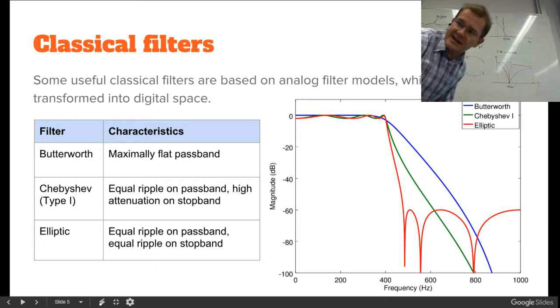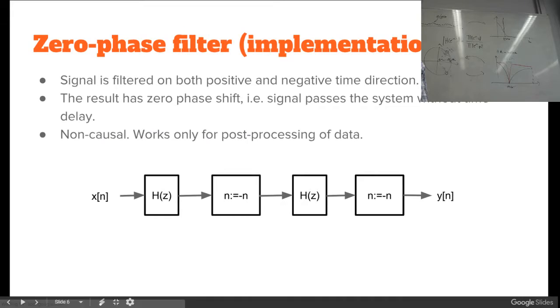The next would be the classical filters. Classical filters meaning Butterworth, maximally flat passband, Chebyshev type 1 filter, equal ripple on passband, high attenuation on stopband, elliptic, equal ripple on passband and equal ripple on stopband. These are the classical filters, which basically are analog filters, but using the bilinear transformation, we can make digital counterparts, and these are just fine filters. No problem with those.